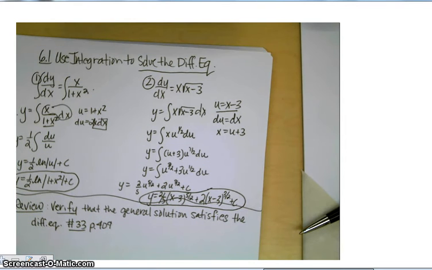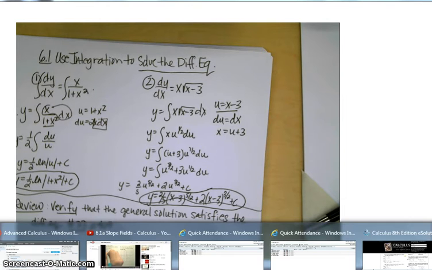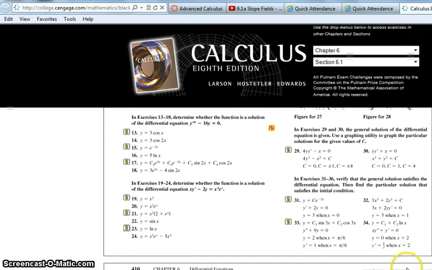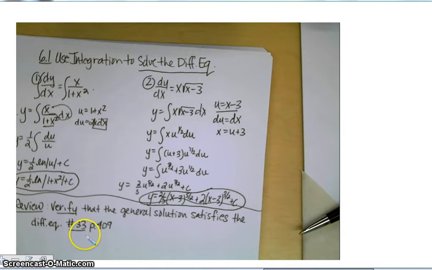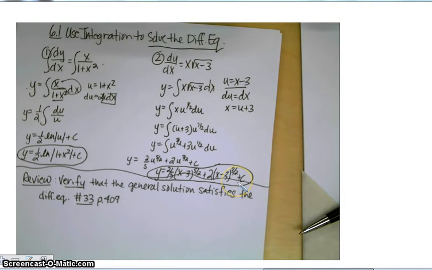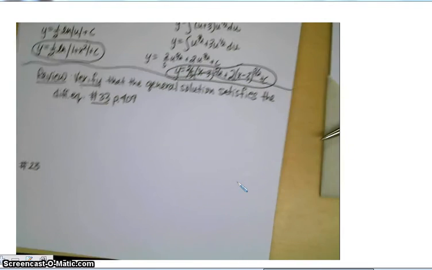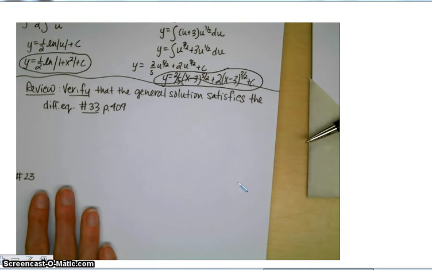So that's really how we're going to be solving a lot of differential equations for the rest of this chapter. And I thought we would just go back and review a couple of problems from what we talked about before. So I'm going to switch screens real fast here, and we're going to take a look at Calculus 8th edition. The first thing we're going to look at is problem number 33, and it says verify that the general solution satisfies the differential equation. Then find the particular solution that satisfies the initial condition. Remember that a particular solution is one where you find the c's. So that's what we're doing when we find the c's.